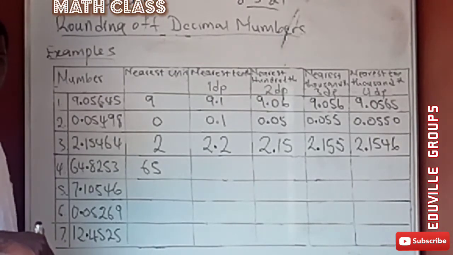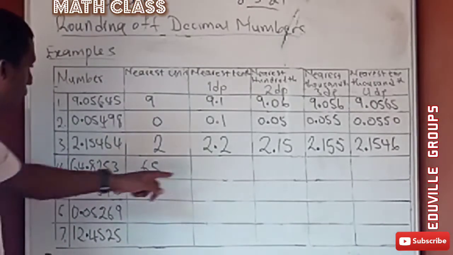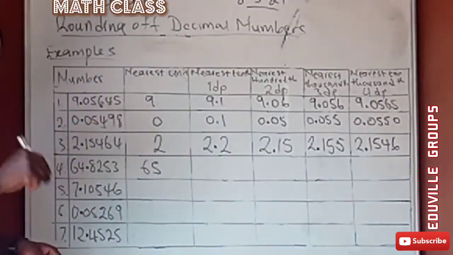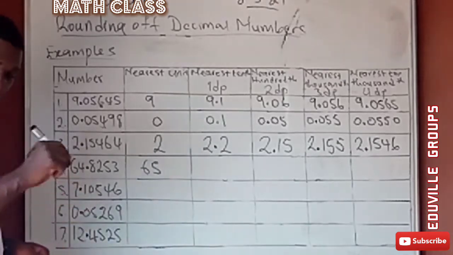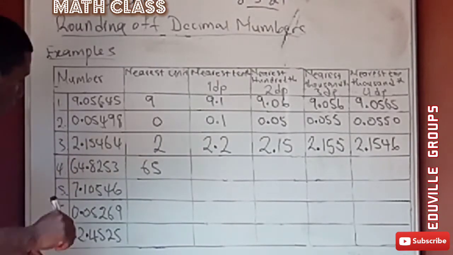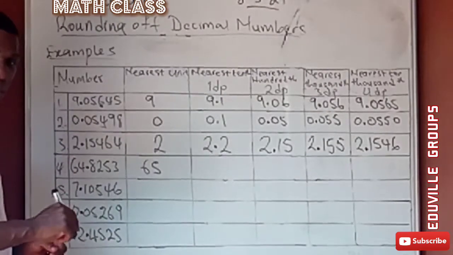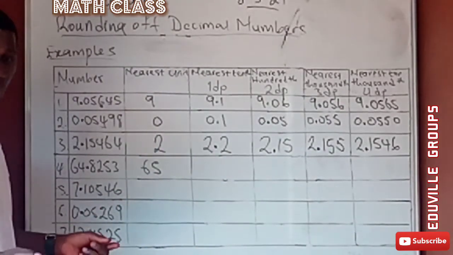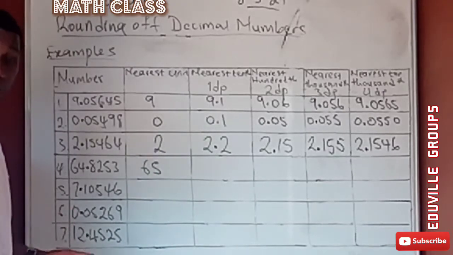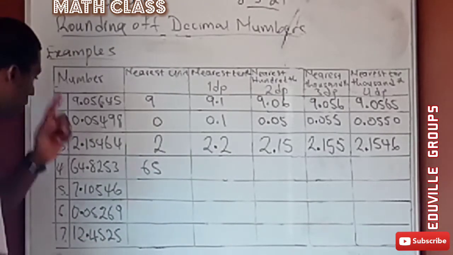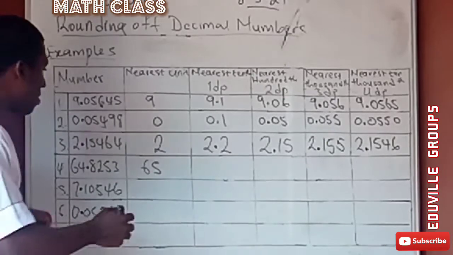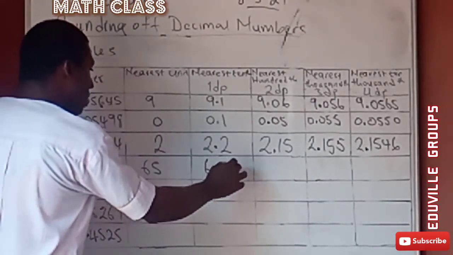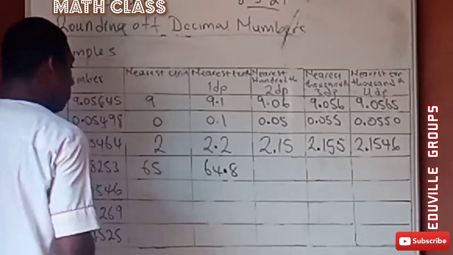Is it clear? Yes. Coming to the nearest tenth. What is our digit in the tenth? 8. 8 is at the 10th place. And our next digit is what? 2. And it is not up to 5. So we are not going to add 1 to the rounding digit. So our answer is going to be 64.8.